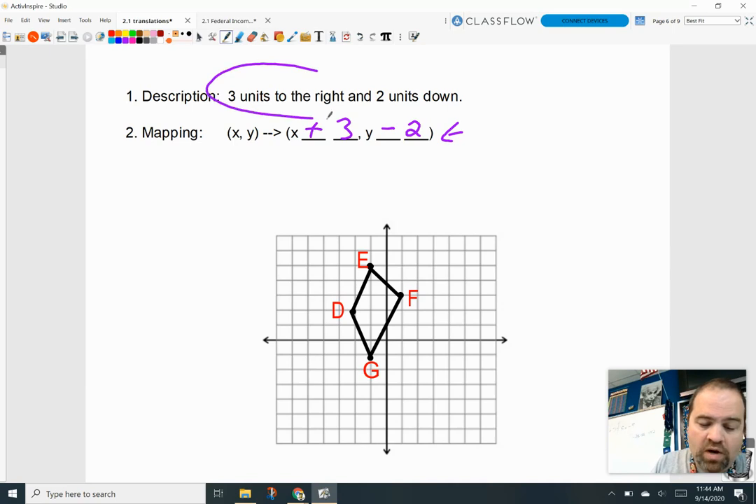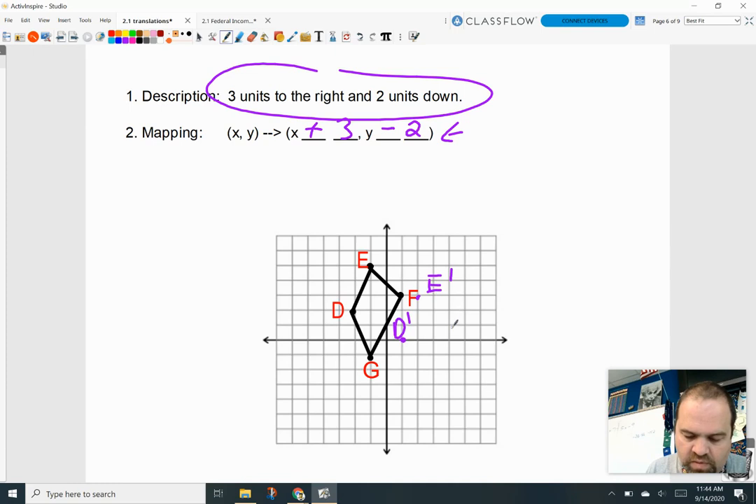So, written out in words, I can take each of these points, 3 to the right, 1, 2, 3, and 2 down. There is my new D prime. 1, 2, 3, 1, 2. My new E. 1, 2, 3, 1, 2. There's my new F. There's my new G. Connect the dots. Ooh, I missed on that F, but it's kind of hard to do without a ruler sometimes.